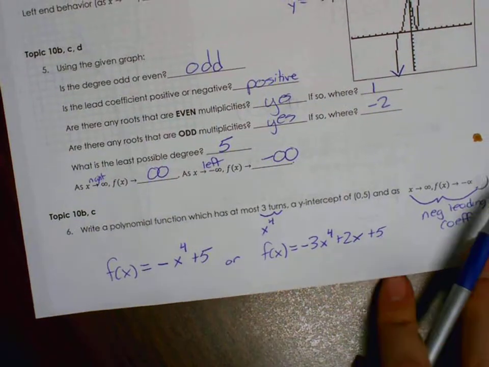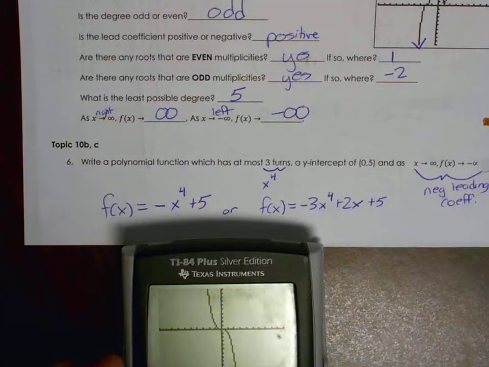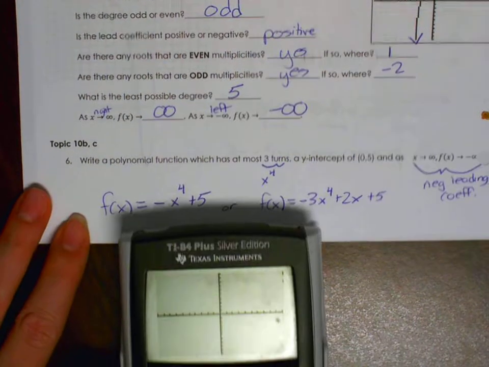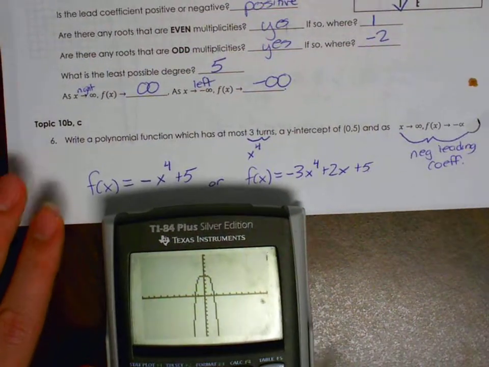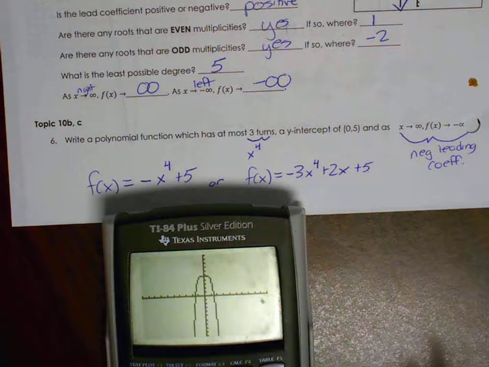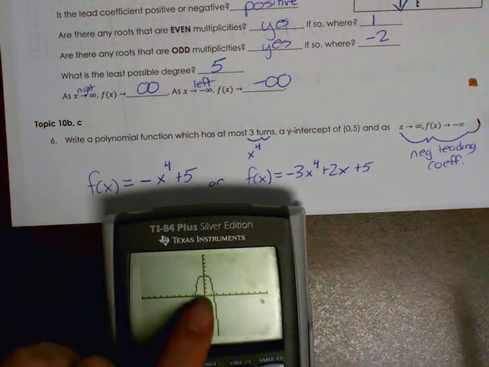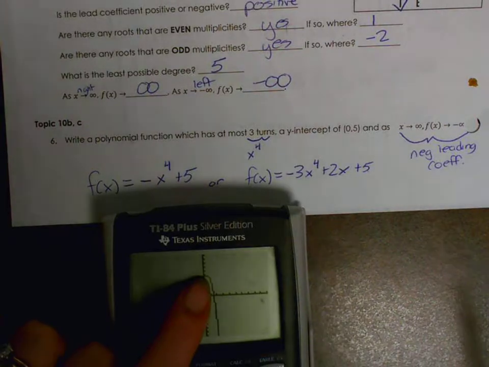And I would graph these and check it too. So I would go to my calculator after I came up with this and put negative x to the 4th plus 5 and hit graph and see, do I have the right end behavior? Do I have at most 3 turns? I don't have more than 3 turns. Is my y-intercept 5? So yeah, it looks like my y-intercept is 5.